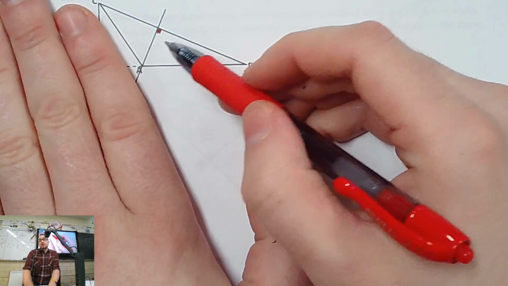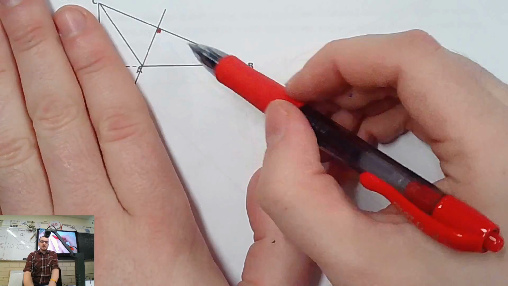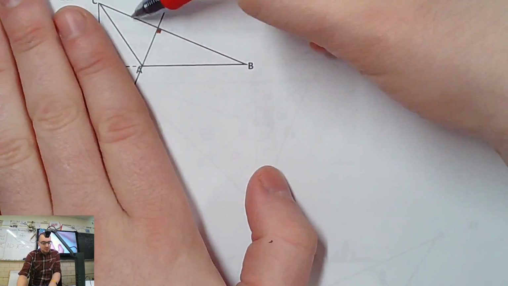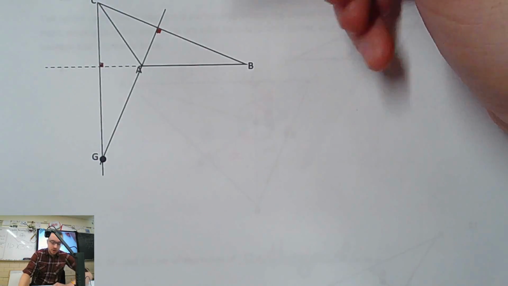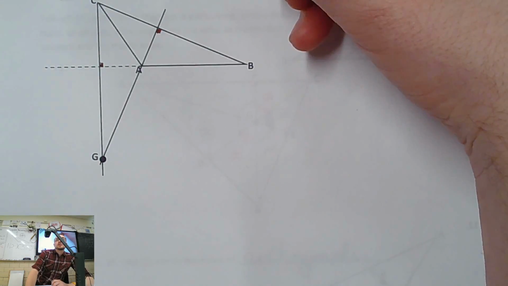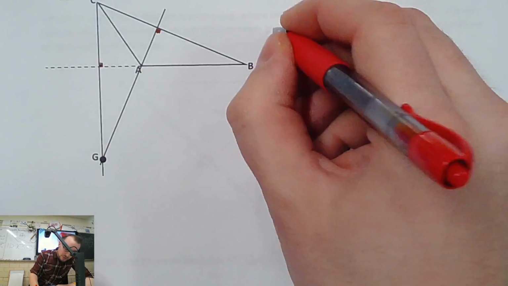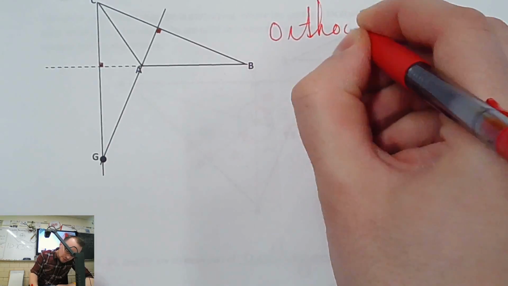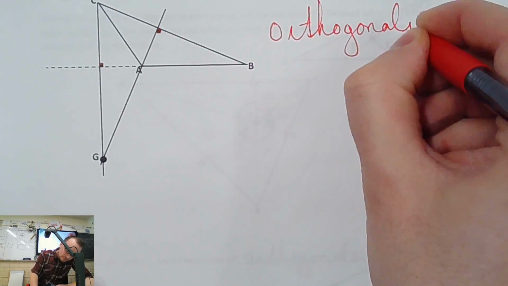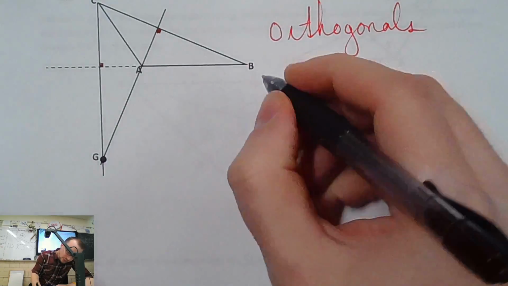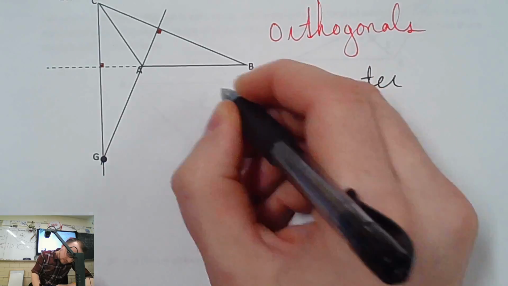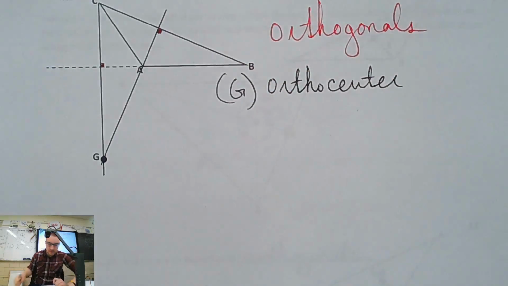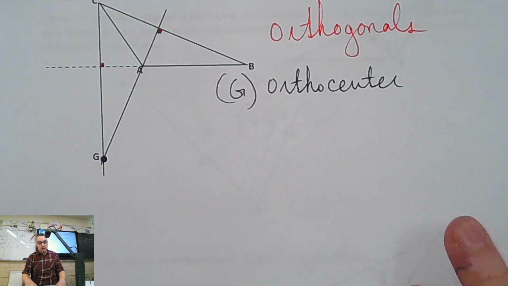What kind of line is that? It looks 90, so it's perpendicular. Is it a bisector as well? They don't tell us, right? So all we can assume is it's a perpendicular. So we call those what? Starts with an O. Orthogonals, right? So we have orthogonals, which means G must be what kind of center? The orthocenter. So G is the orthocenter, which means we should have similar triangles.